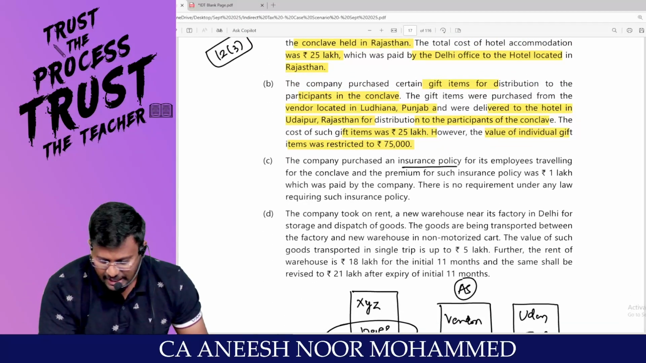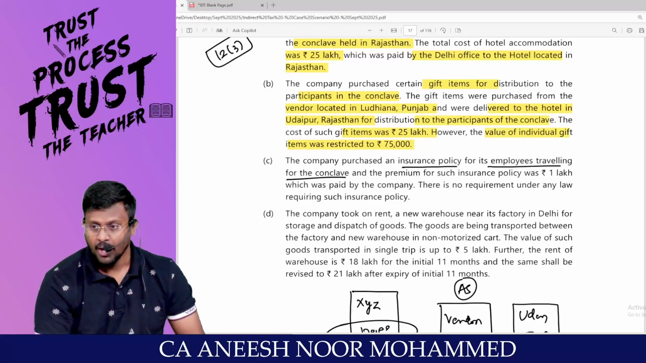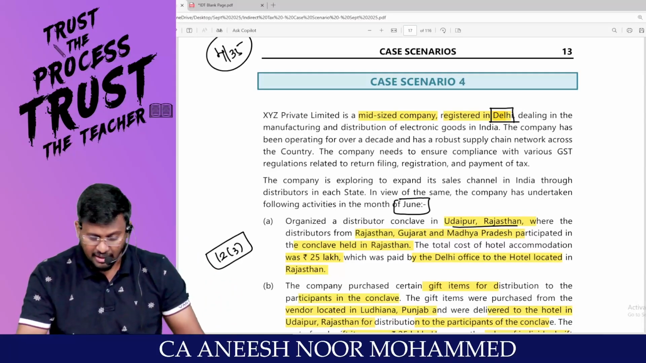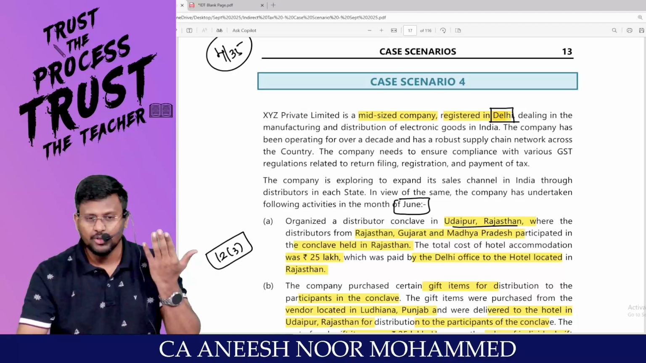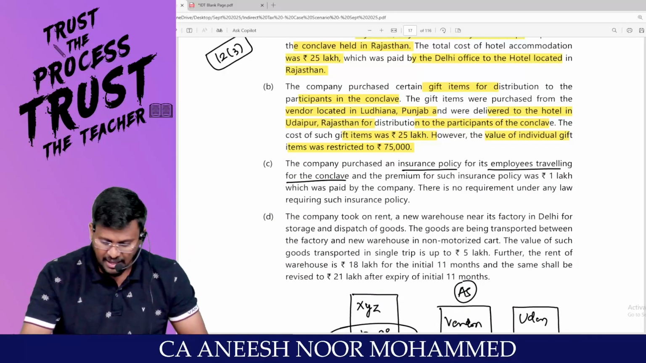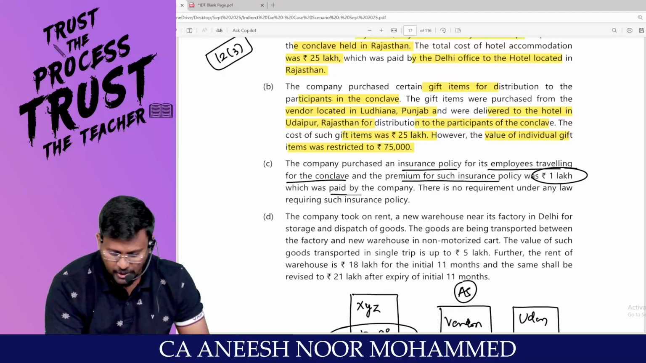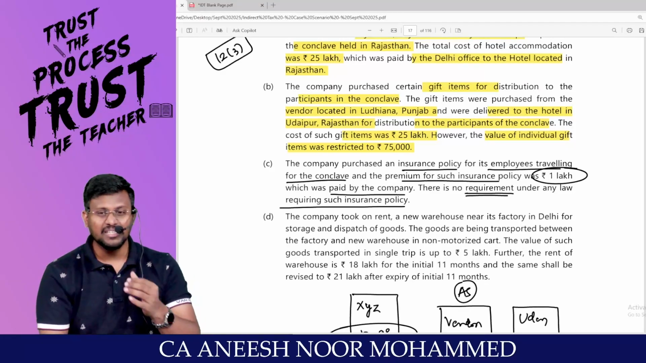Company purchased an insurance policy for its employees traveling for the conclave. Because the company is situated in Delhi, the conclave is going to happen in Rajasthan. During travel, if some employee dies, it will be a big loss to the company. So the company took the insurance. And the premium for such an insurance policy was 1 lakh. There is no requirement under any law requiring such an insurance policy.